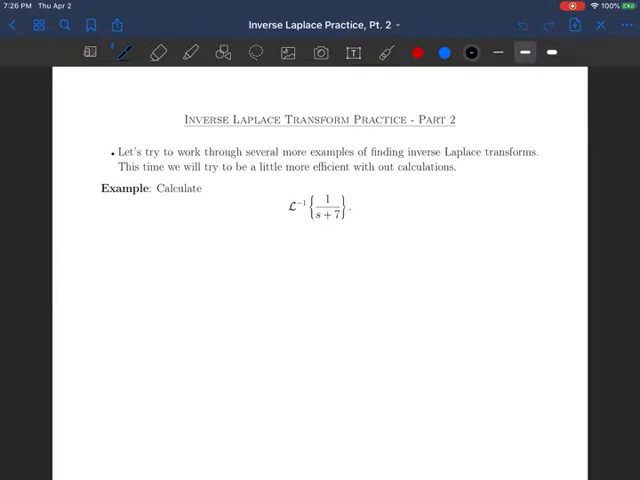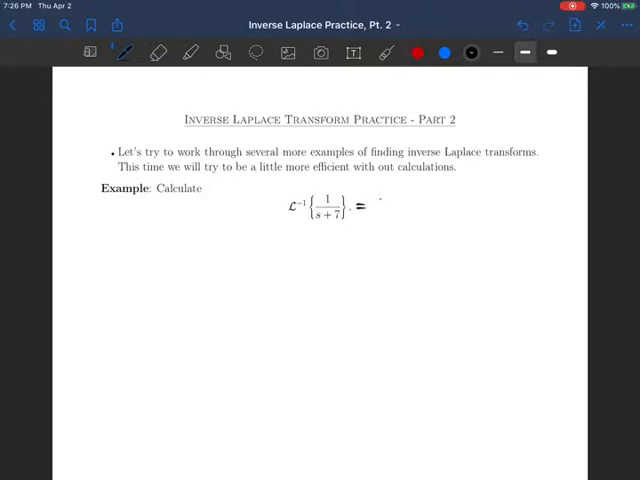Hi everyone, and welcome back to another session of trying to solve some inverse Laplace transform problems. This time we're going to concentrate on going pretty quickly, so this is going to be pretty brisk. Feel free to pause at any time, of course, to try and figure them out for yourself. I'm just going to run through a few of these, and we'll try something a little bit different at the end with the shift operator.